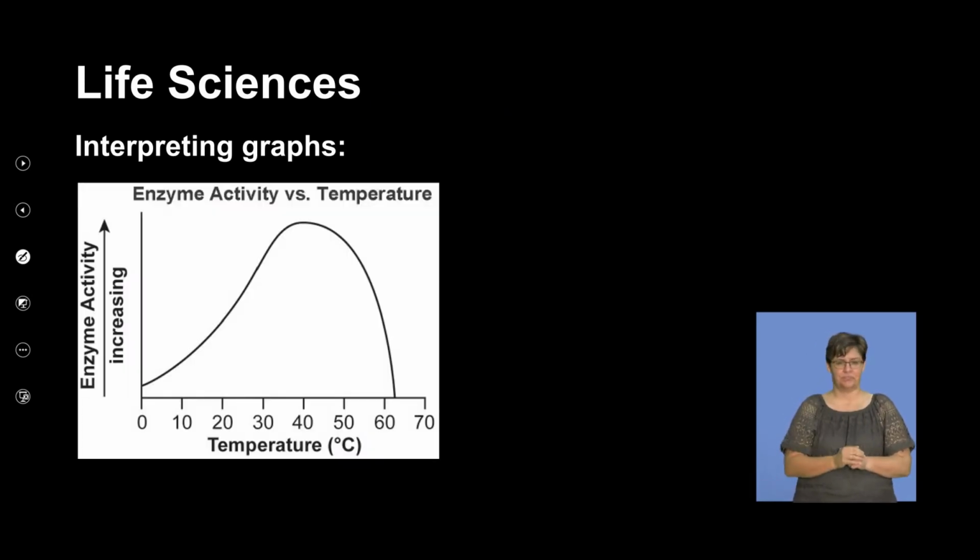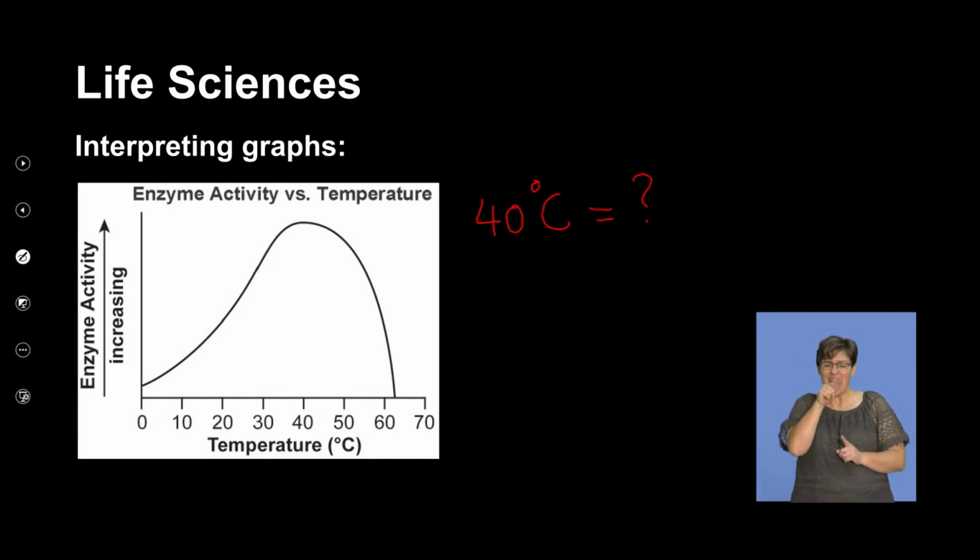So the question is, determine the enzyme activity at 40 degrees Celsius. So we've got to determine the enzyme activity at 40 degrees Celsius. So the question is, what is the enzyme activity at that specific temperature? So before we get into that question, let's try and understand what is being represented in this graph. We know that on the x-axis, let's read that, we've got temperature, and it's given in the unit degrees Celsius. That's important for us to do.